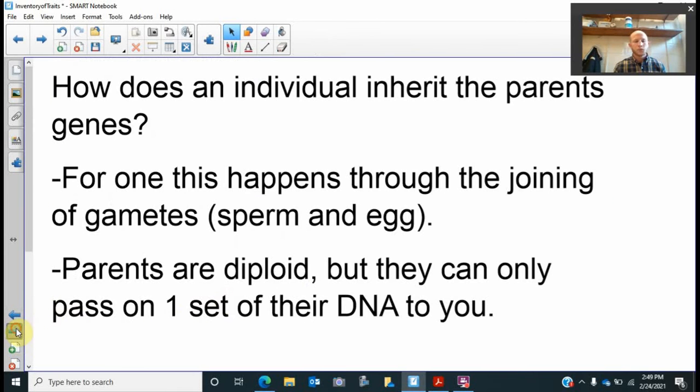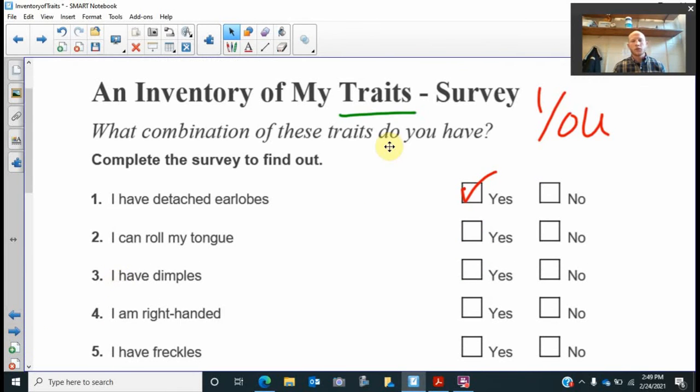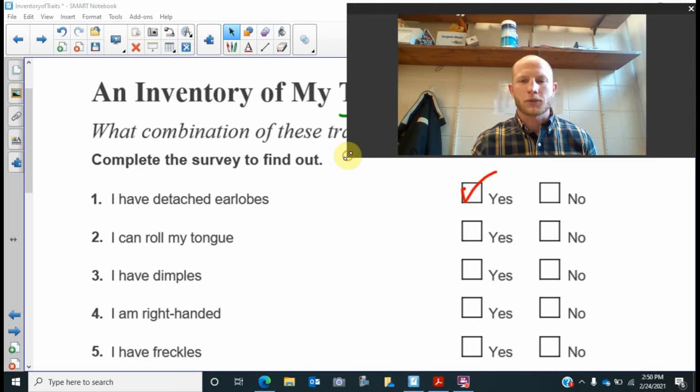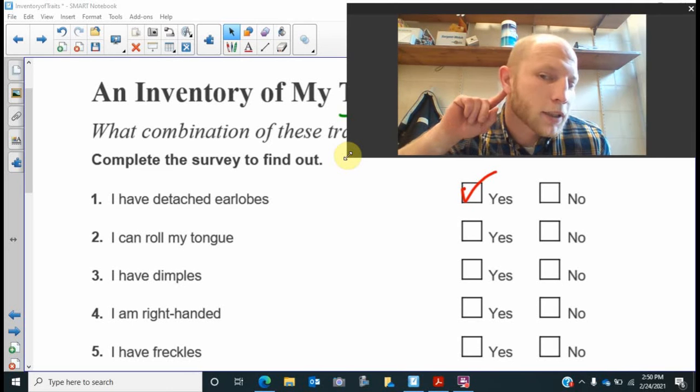Let's move on. What we did in class is this individual one, so you do this on your own. It's an inventory of your traits. Traits are the things that you inherit from your parents. I have detached earlobes. This is for you to do, so it's going to be very specific to you.